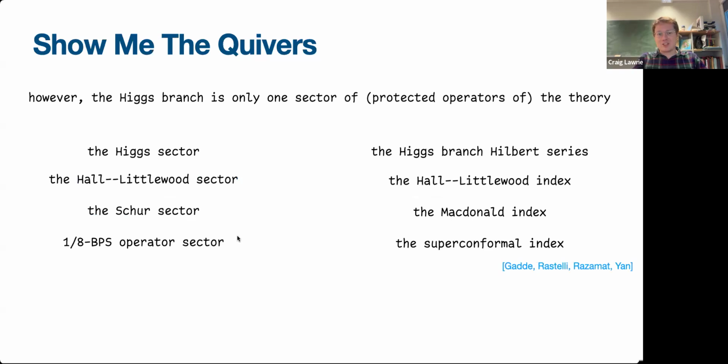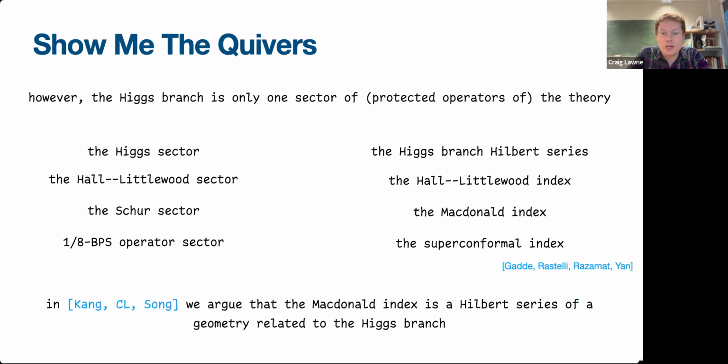And in each of these sectors, there's some technique, some object which counts operators in some way. Maybe it counts them with signs, and we would call it an index, but some way of counting the operators that belong to that sector. For the Higgs sector, you have the Higgs branch Hilbert series, which is just the Hilbert series of the ring associated to the Higgs branch. You have a Hall-Littlewood index in that sector. In the Schur sector, you have the Macdonald index, which, of course, when you unrefine a certain parameter, you recover the Schur index, giving the name of the sector. And in this most generic case, you're studying the superconformal index.